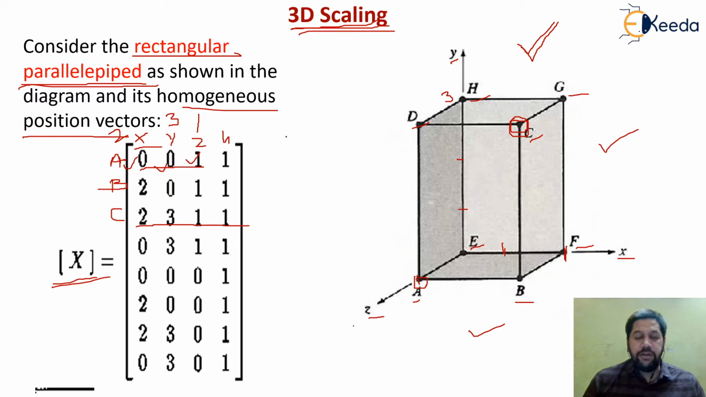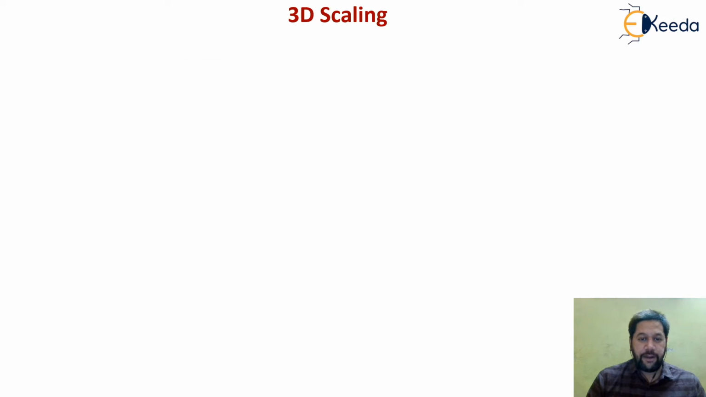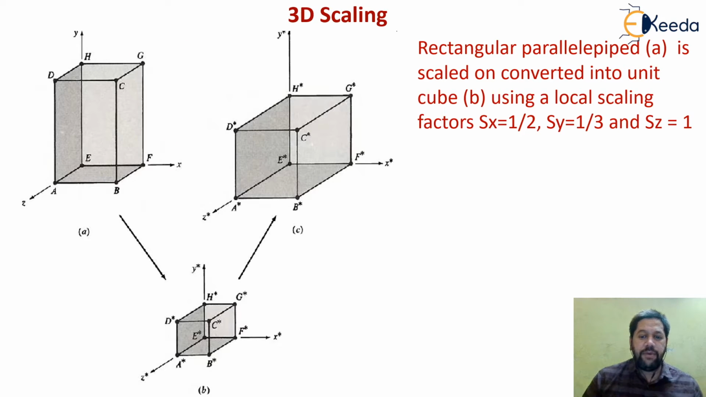Let us understand this with the help of an example. I'm moving to the next slide to understand three-dimensional scaling. Here I have an example of three-dimensional scaling. What I have represented first is a rectangular parallelepiped, shown in diagram A. This is my original object, which is scaled, or converted, into the unit cube.